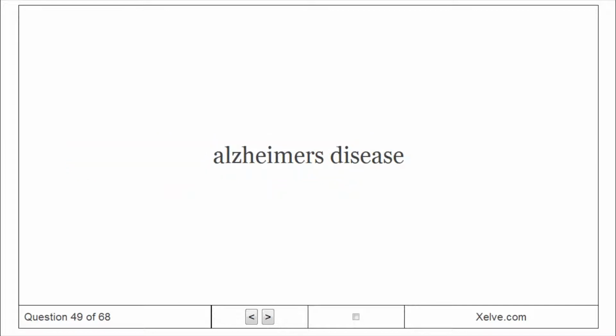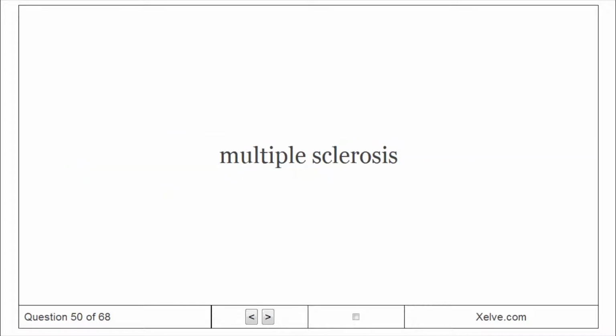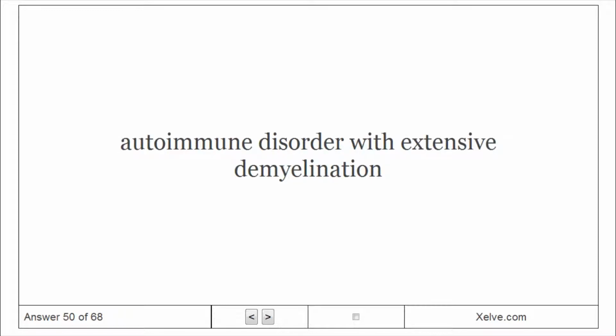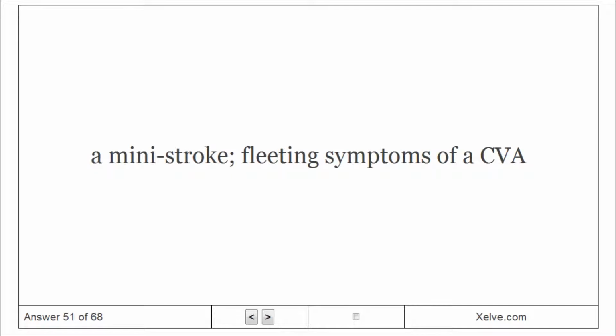Alzheimer's disease. Progressive degeneration of the brain with abnormal protein deposits. Multiple sclerosis. Autoimmune disorder with extensive demyelination. Transient ischemic attack. A mini stroke, fleeting symptoms of a CVA.